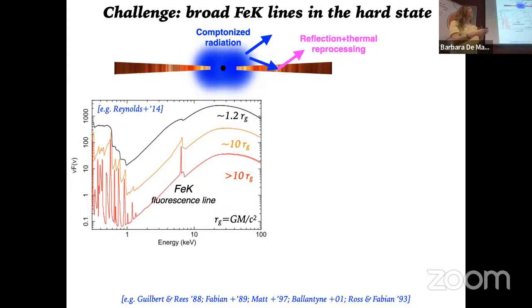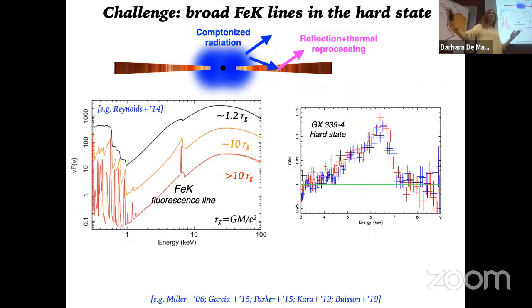But the most important thing for us is the fact that the shape of the spectrum, and especially of this line, changes as a function of the position, the radius where this line is produced. So if the line is produced farther away from the black hole, then relativistic effects are not important. So the line is narrow. But when we approach the black hole, the line becomes broader and broader. And a challenge to these truncated disk models is that when we observe the hard state, especially the bright hard state, many of the sources show these broad iron lines.